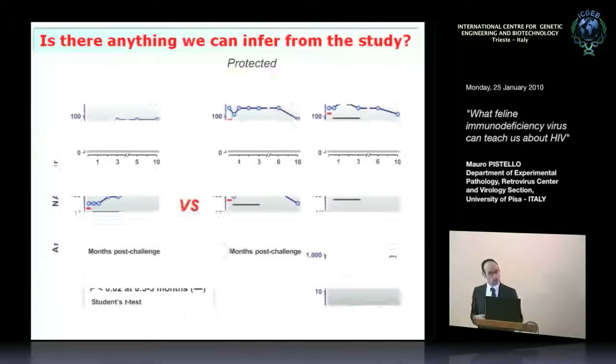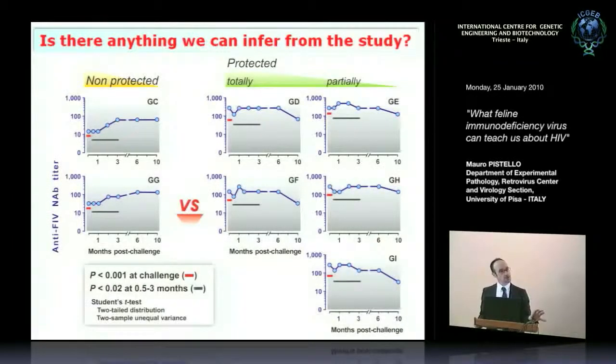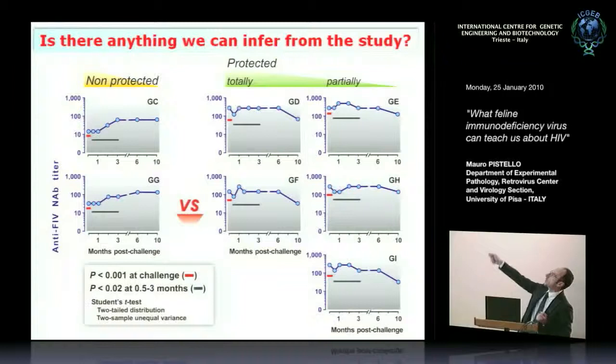Well, it turns out that when we look at the immunological parameters, obviously, if you compare the controls and the vaccinees, you see that all the immunological parameters have some role in protection. But when we analyze within the vaccinees, what is the difference between the totally or partially protected animals versus the non-protected? What is the immunological parameter which seems to play an important role? Well, it turned out that both the totally and partially protected animals have higher neutralizing antibodies at challenge and for the 3 months after challenge.